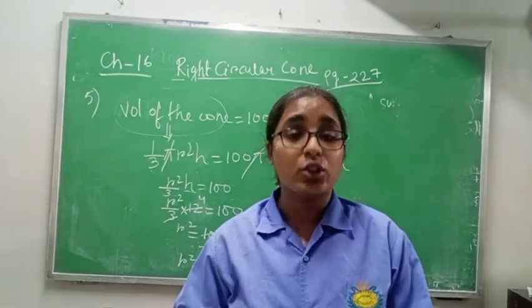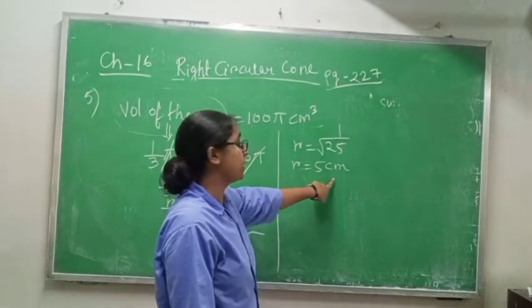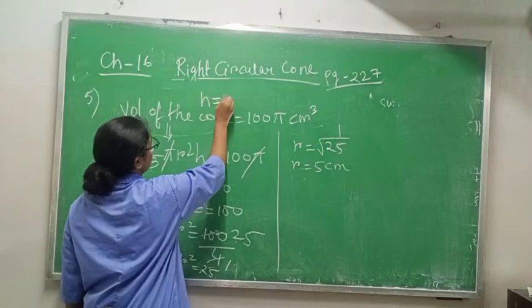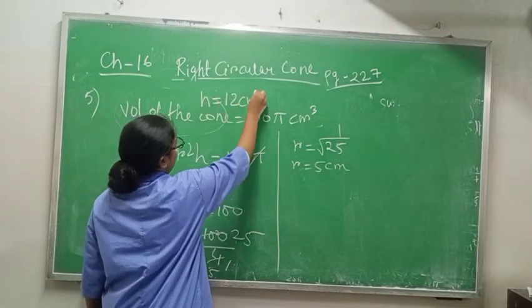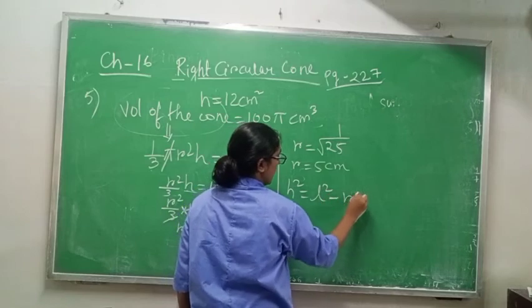Calculate the slant height of the cone. What is the formula for slant height? You have r value 5 centimeter. Okay, h value, h please write it here. h is 12 centimeter. So formula you know, h square equals l square minus r square.